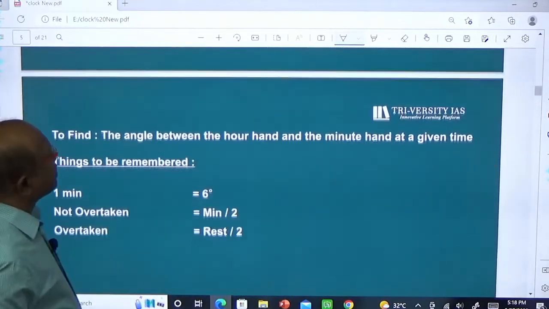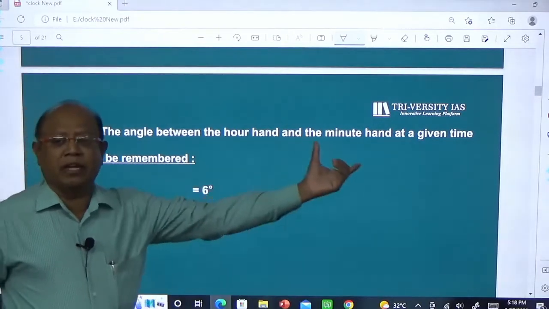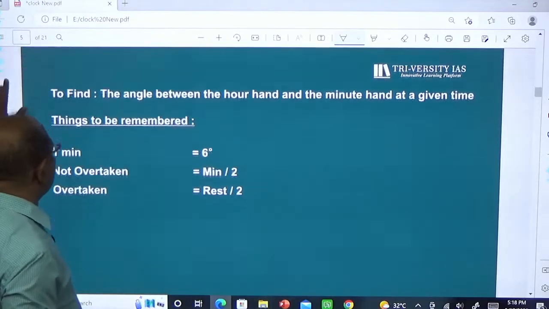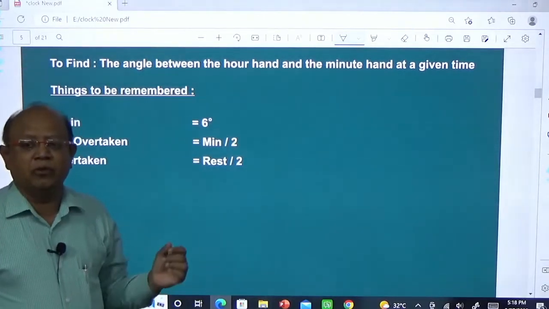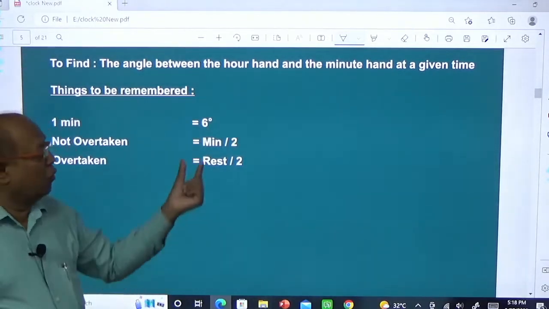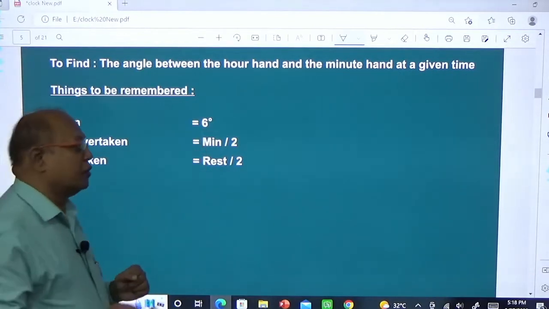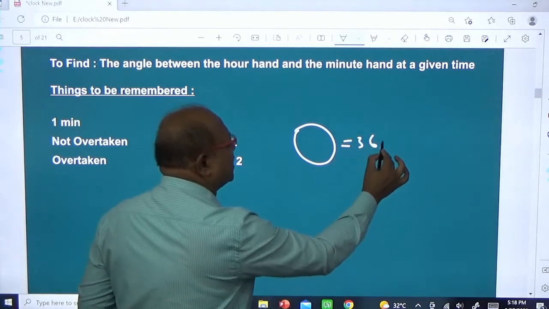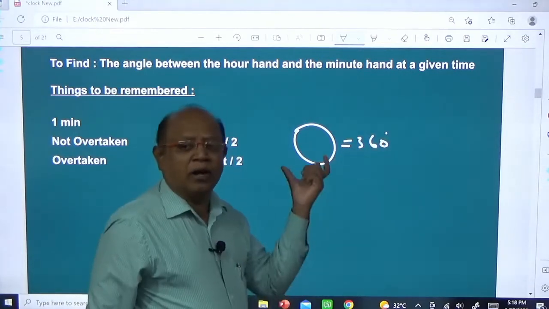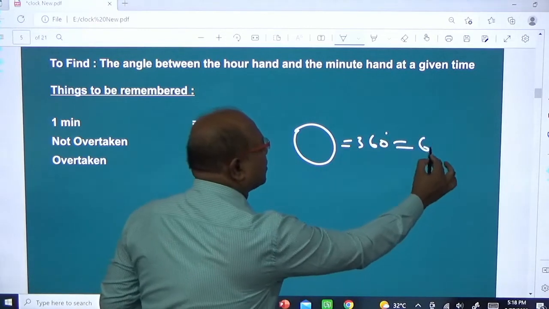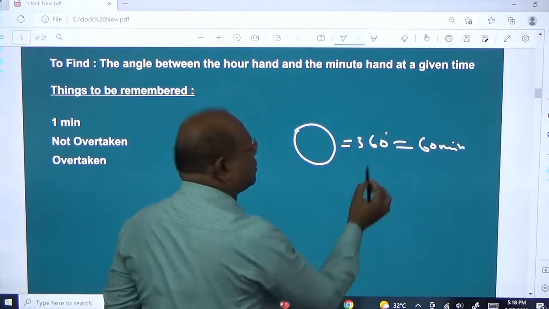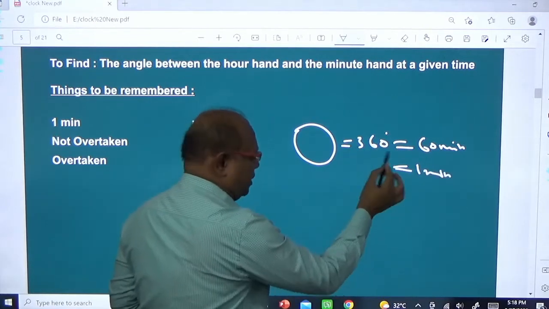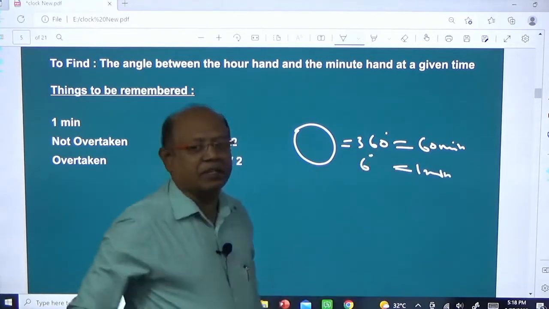Next point, the angle between the hour hand and the minute hand at a given point of time. How to find it? To handle these questions, we have to remember 3 points. First, 1 minute equals 6 degrees. Of course, it is very easy. One round means 360 degrees, but in a clock, one round means 60 minutes. So 60 minutes equal 360 degrees. So 1 minute equals 360 by 60, that is 6 degrees.